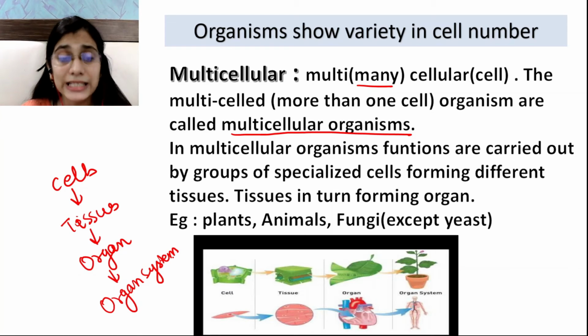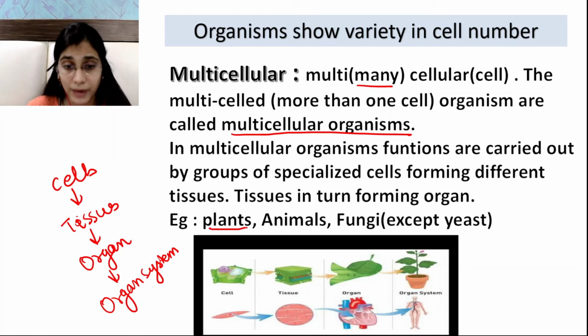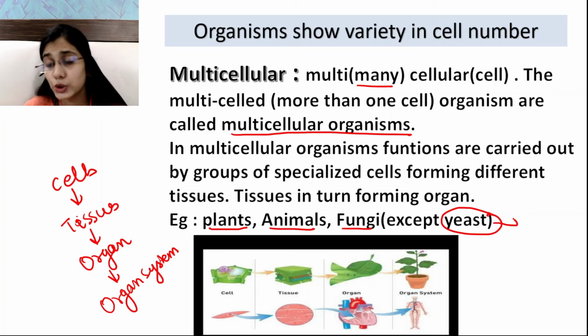Now, organisms which show multicellularity are plants, animals, and fungi, but there is an exception. Yeast is a unicellular fungus.